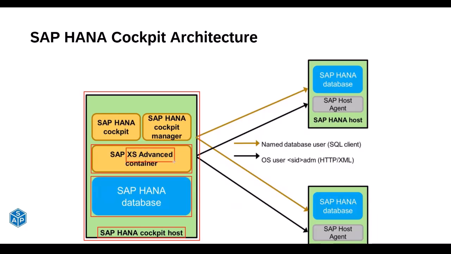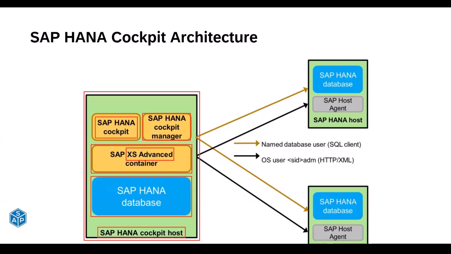The application server, all the application related files and programs, code, everything resides in this container, SAP Access Advanced. On top of this, you have two applications running: the SAP HANA Cockpit and the SAP HANA Cockpit Manager. These are two different applications. When we do the configuration, you will see that we have different login URLs for HANA Cockpit and HANA Cockpit Manager.